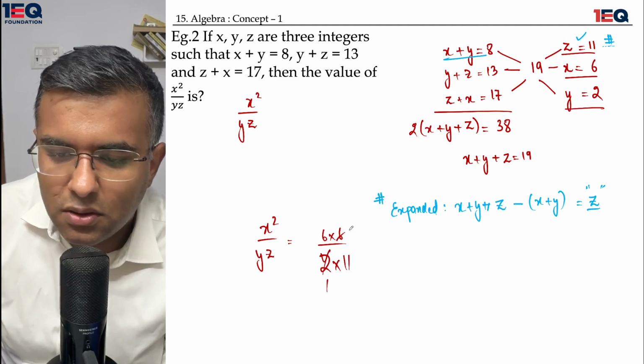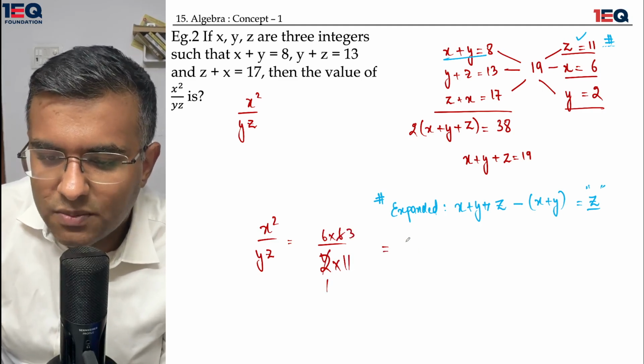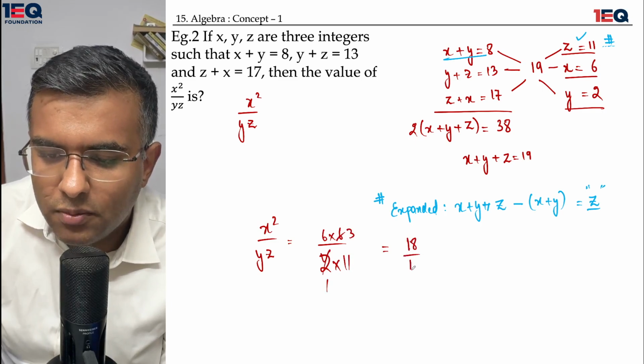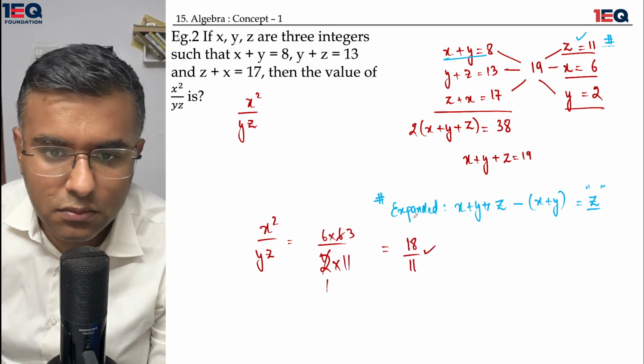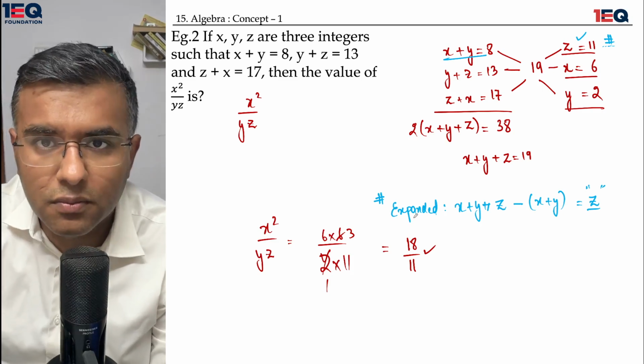2 ones are 2, 3 threes are... My final value comes out to be 18 upon 11. Okay, and that is what I was looking for.